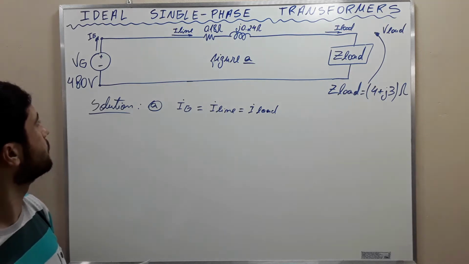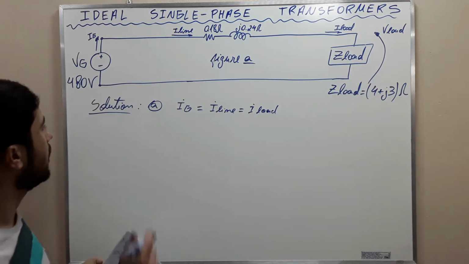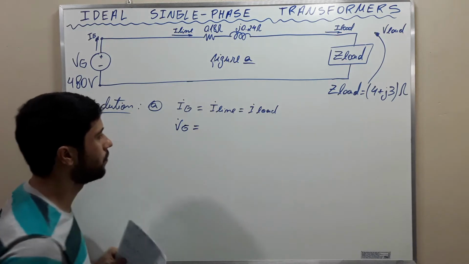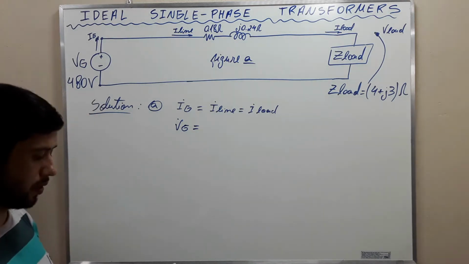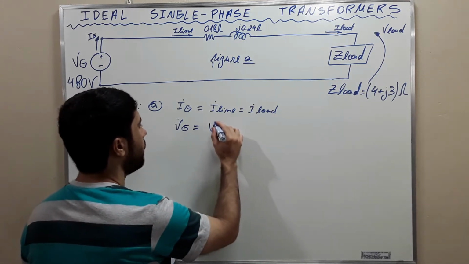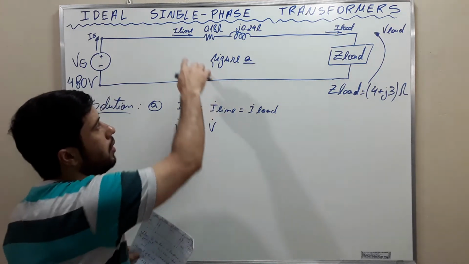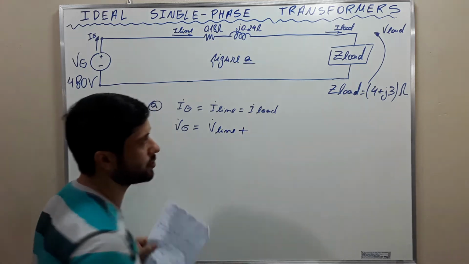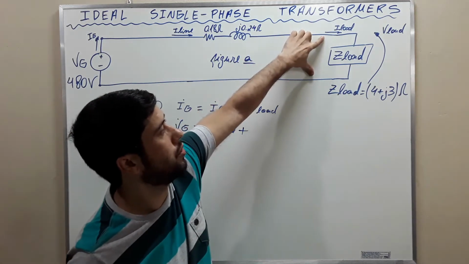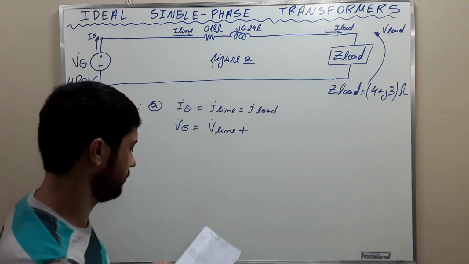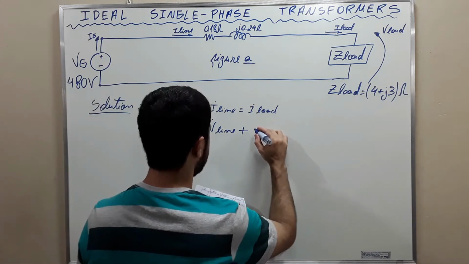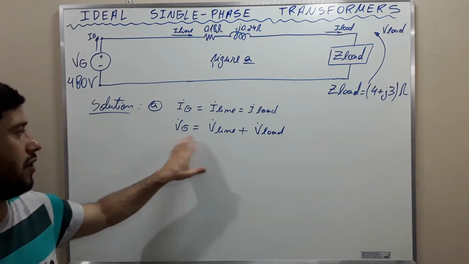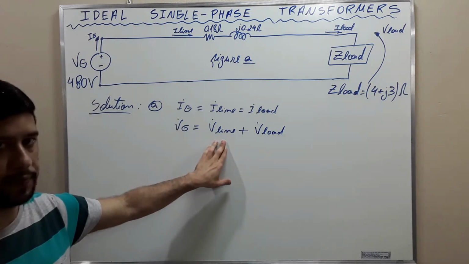And the voltage of the generator, the phasor, is equal to the voltage drop along the line plus the voltage on top of the load. These are complex quantities, okay?